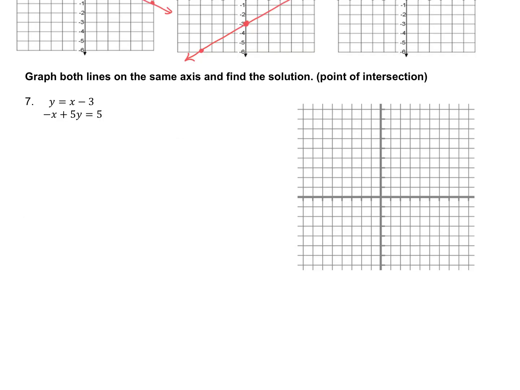Okay, so on number 7, we have a system, meaning we have more than one equation. So it says graph both lines on the same axis and find the solution. So remember, when we're solving systems by graphing, we're finding the point of intersection between the two lines. So for the first line, it's y equals x minus 3. So what's my slope of my first line? 1. And what's my y-intercept? -3. So I'm going to graph that. I'm going to start at -1, 2, 3. And I'm going to go up 1 over 1.